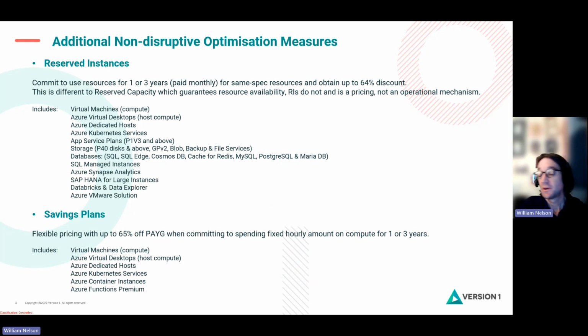Moving on to additional non-disruptive optimization measures. So there's two key areas on this piece, and that's reserved instances and savings plans. Now, reserved instances is where a customer commits to 1 or 3 years paid monthly to reduce the cost of the same specification resources. So essentially, it's a commitment to, for example, virtual machines or Kubernetes or SQL managed services. The list is on the slide there. And it just reduces the monthly cost that you're running those resources at.